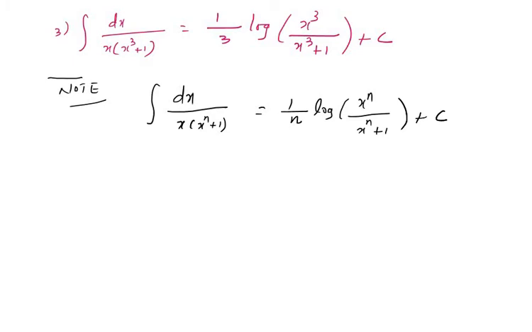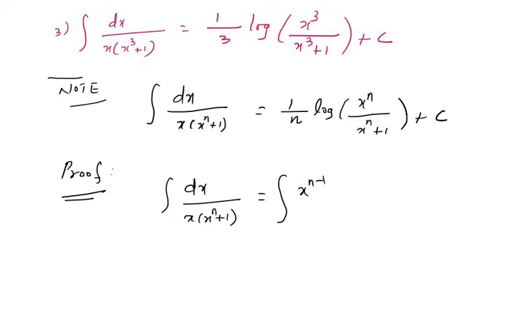See, now I am going to prove this one. See the proof now. Integral dx by x into x power n plus 1. This is the given sum. What I am going to do now is multiply the numerator and denominator by x power n minus 1. If I multiply, this becomes x power n into x power n plus 1.